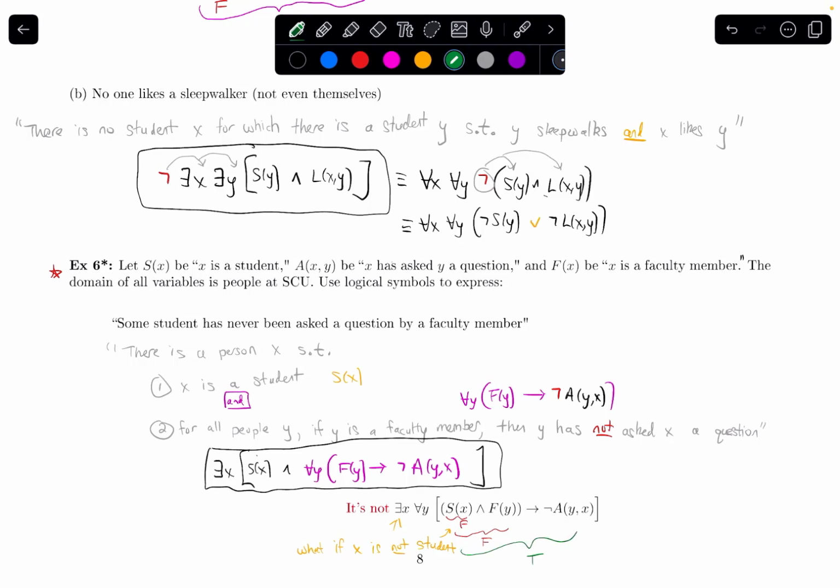Okay, so regardless of what Y is at this point, we've established that this whole if-then statement is true. So it's definitely going to be true for all Y, because it's true no matter what Y is. So the whole thing is automatically true. But that doesn't make sense here. This sentence, depending on who the students are, who the faculty members are, who's asked who a question, could be true. It might not be. But this way of writing it is making the whole thing automatically be true, which doesn't make sense.